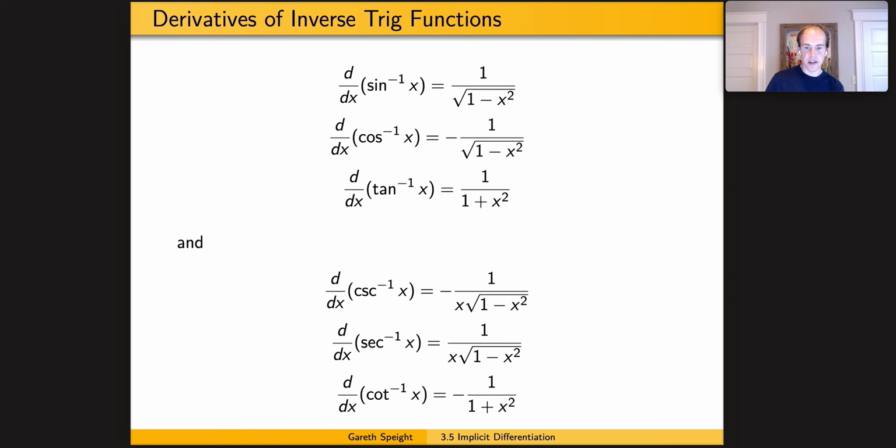So what we said in the last few slides is that we can use implicit differentiation to differentiate a lot of inverse functions, for instance, inverse trig functions. The strategy was to rewrite it as an equation, not with the inverse function, but with the original function, differentiate implicitly, and then try to rearrange to get an answer in terms of x.